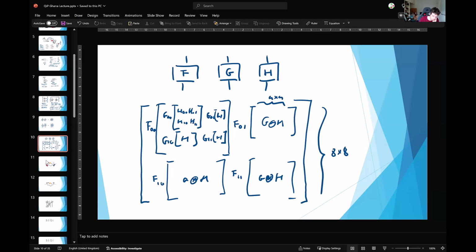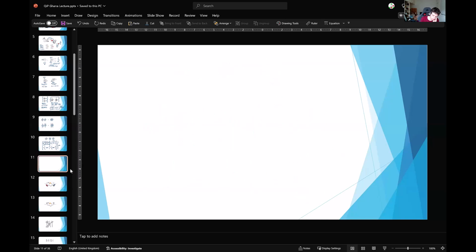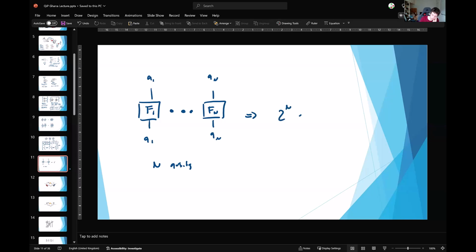And more generally, if you compose in parallel n of them, so you have F1, then you have a bunch of them, Fn, like that. So this is Q1, Qn on n qubits. You get a 2 to the n by 2 to the n matrix, which is very, very hard to work with. It just grows exponentially large.